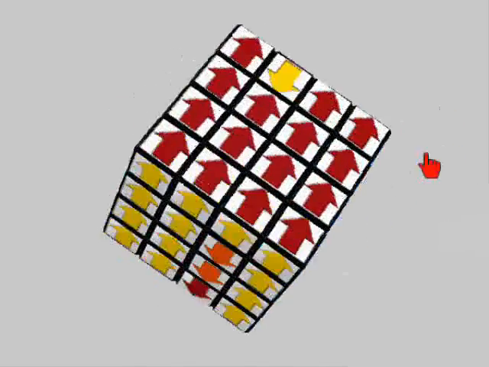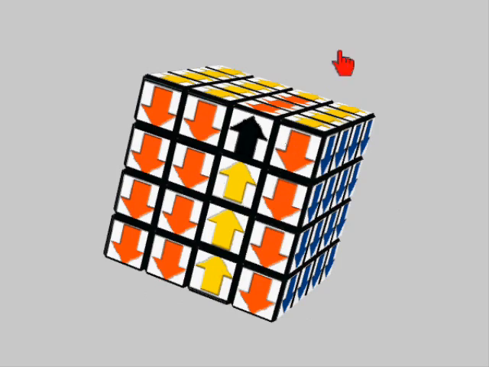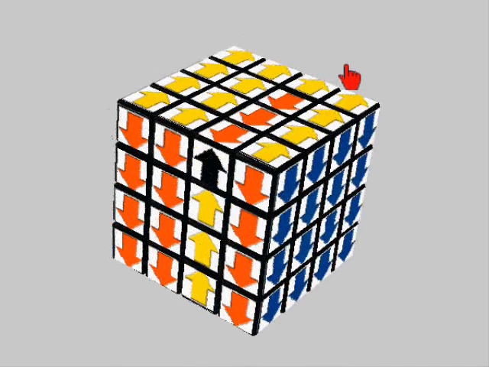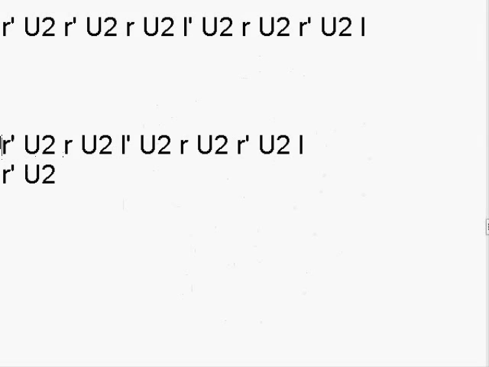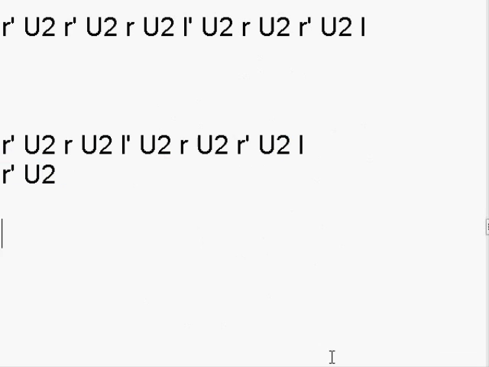Now they're opposite like this. Shift the next move. Now we have what I call an interior J-perm, because if anybody knows what the J-perm is, all we have to do to make it a J-perm on the outside is convert all of the inner layer turns to outer layer turns. So R prime, U2, R, U2, L prime, U2, R, U2, R prime, U2, L, R prime, U2.